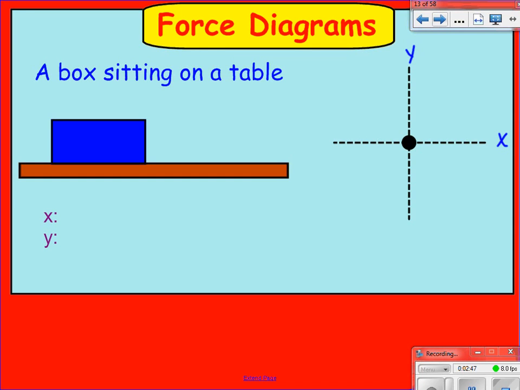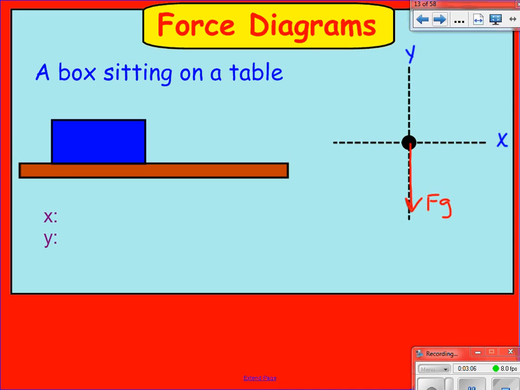So my box is represented as a dot, and so the first thing that I'm going to do after drawing a dot is draw in my field forces. The only field force that is ever going to be acting is force gravity. And remember, the direction of force gravity always points down towards Earth. So that is my field force of force gravity.